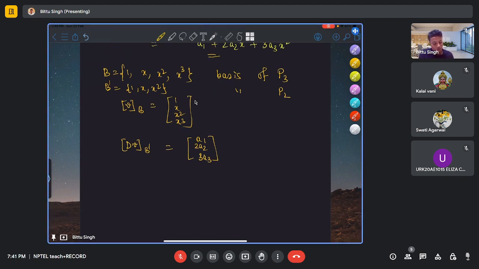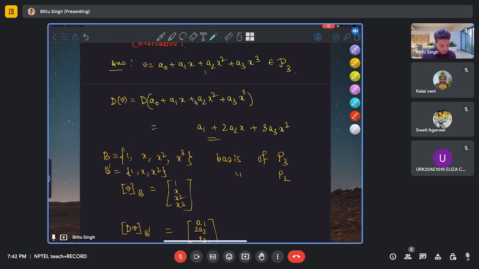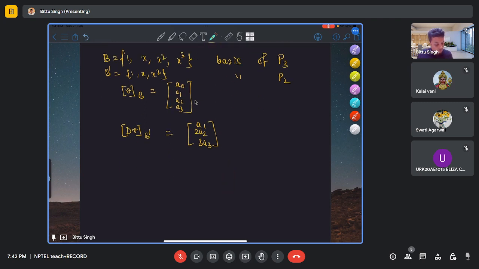Now can you write D of v as a matrix multiplication with this vector? Sorry, this was a mistake. It should actually be the coefficients a0, a1, a2, a3. Then can you transform this to this by some matrix multiplication? If you can do that, then D should be linear. And if you fail, then D will not be a linear transformation. Let us check.